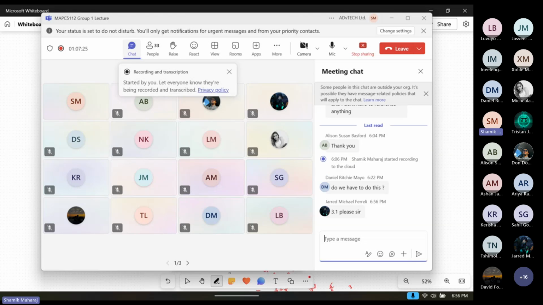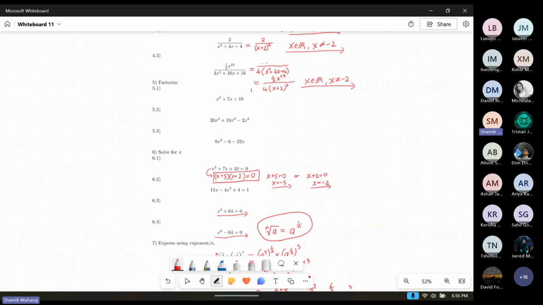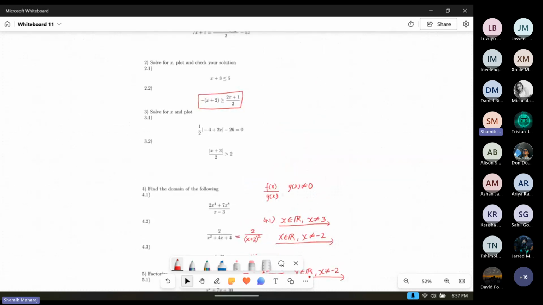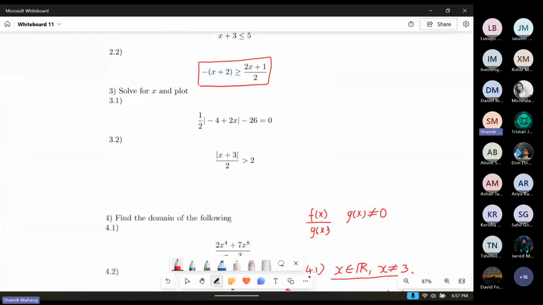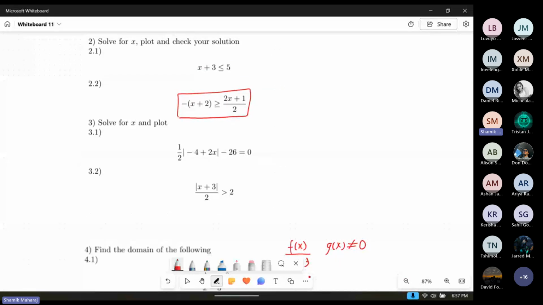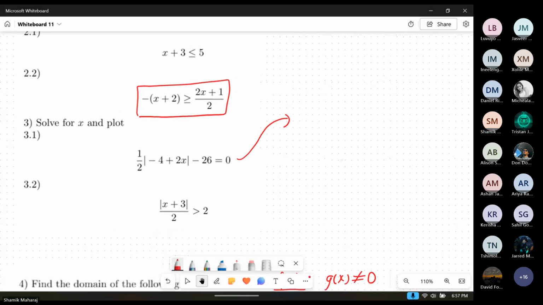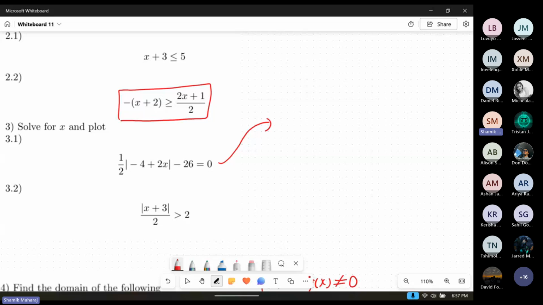3.1, okay. Yes, Jared, let's do 3.1. Where was 3.1? Okay. Oh, that looks like a terrible one. No wonder. Okay, let's see what we get here. Solve and plot. I don't think we can plot something like this. Okay, so let's just solve it, because it's not an inequality, so there's nothing to plot.